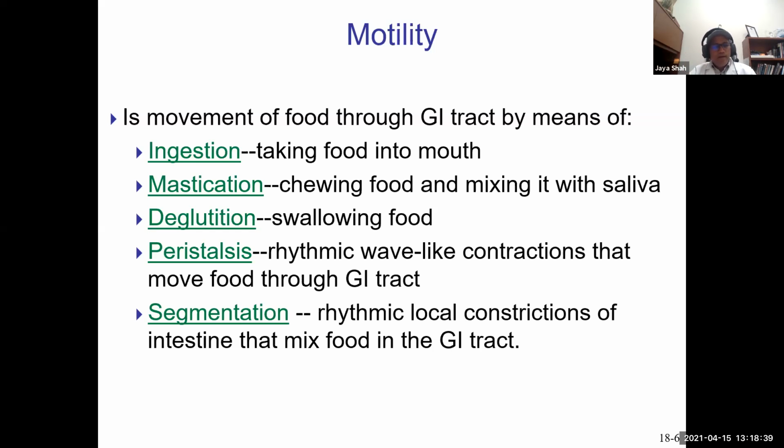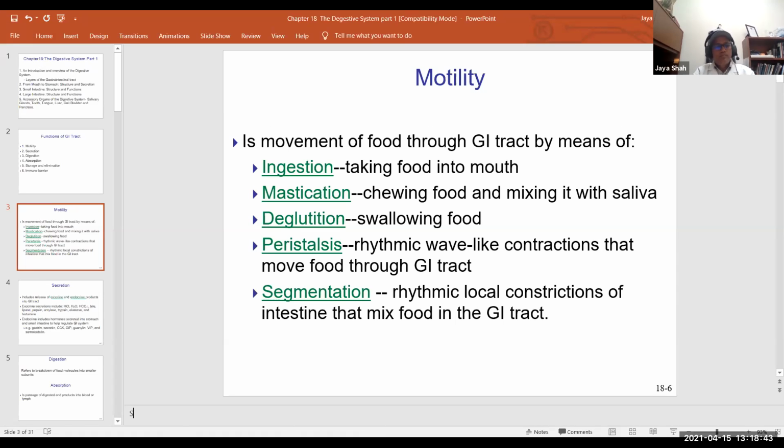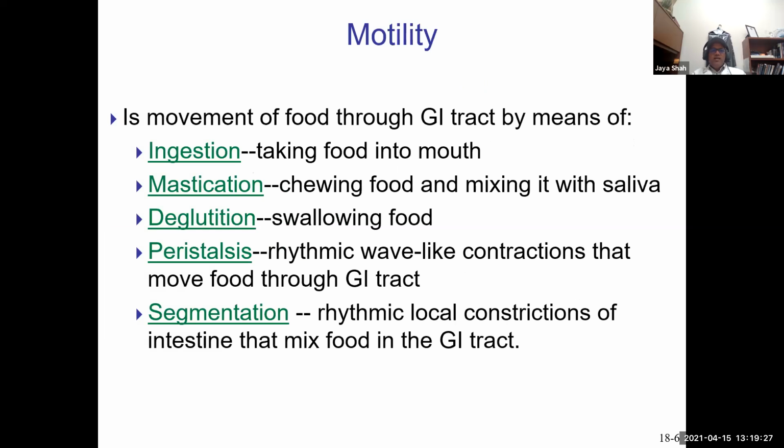Salivary amylase and lysozymes. Salivary amylase partially breaks down your starch, carb. And lysozymes kill any microorganism you have eaten in the food. That's why when you eat, take time and chew it for a long time, mix with saliva, so that you are digesting it and killing any microorganism you are eating through the food, okay?